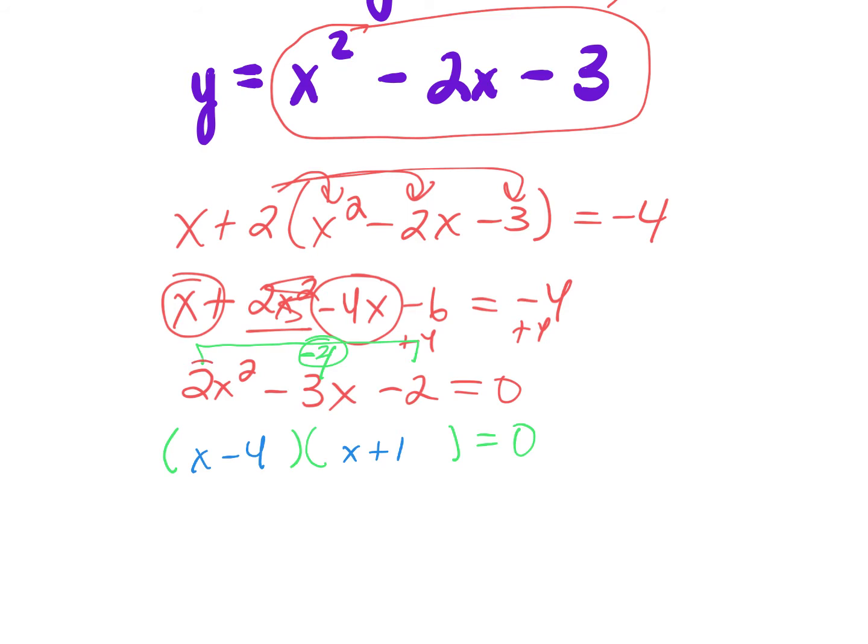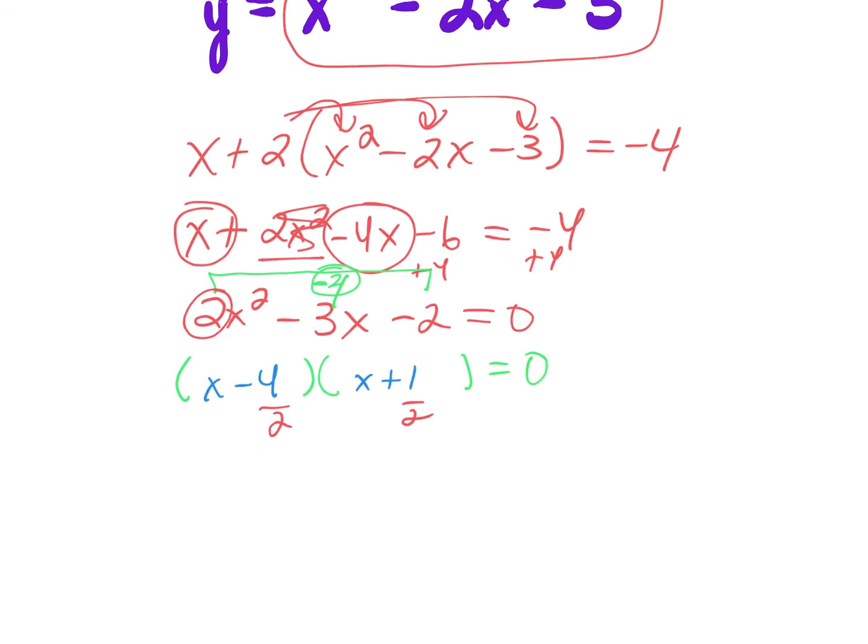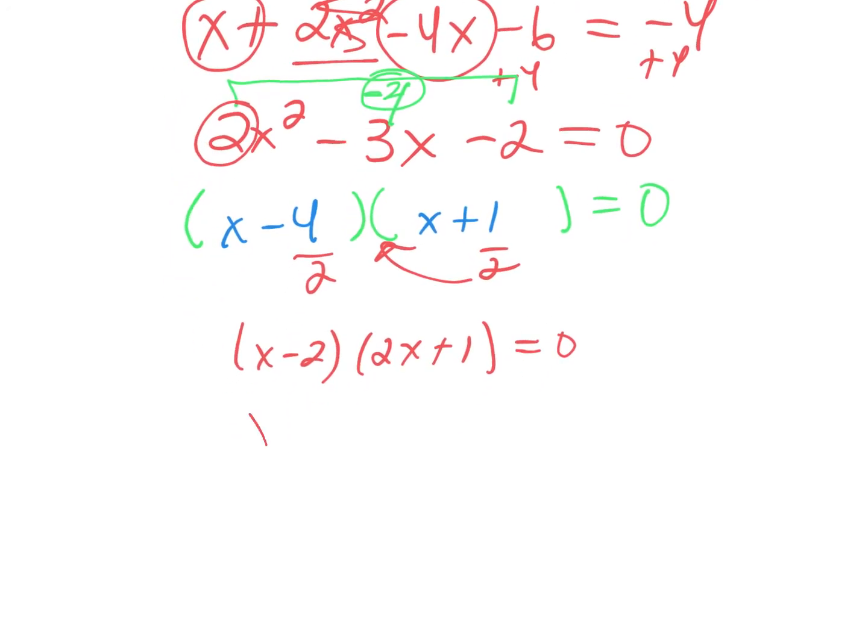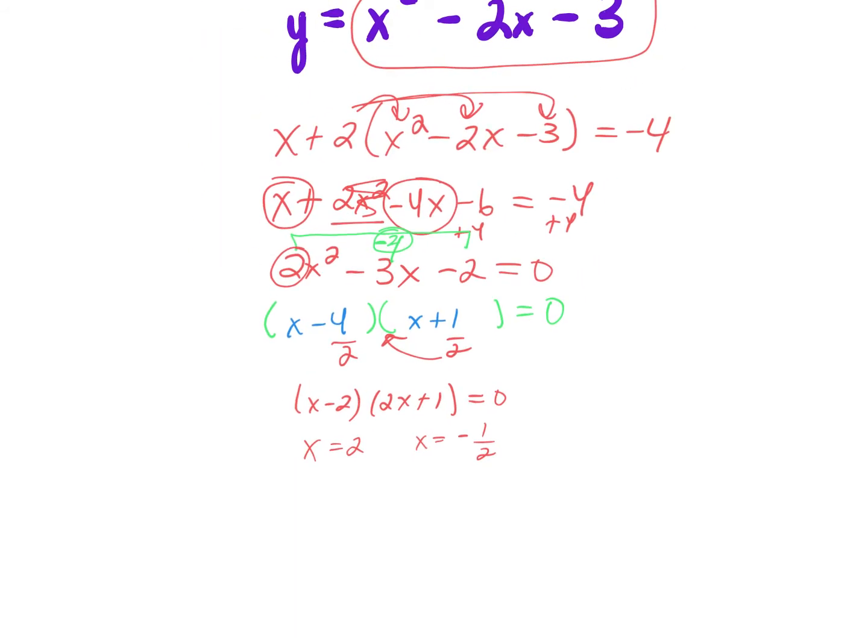And since my a term is not 1, I have to put it underneath our two factors. 4 divided by 2 is 2, so this works out to x minus 2. 1 divided by 2 isn't pretty, so this becomes our coefficient, 2x plus 1, and both of these equal 0. So now we can solve for x. If I set each parenthesis equal to 0, I get x equals 2 here. And if I move 1 over, it becomes negative. Divide by 2, I get negative 1/2. You guys agree with me on that?